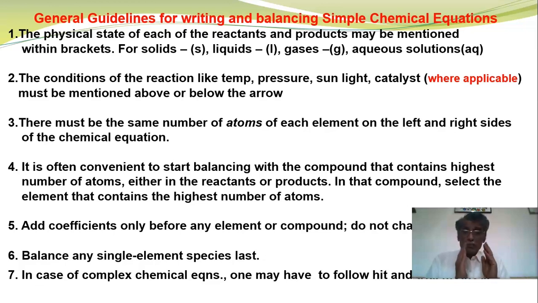Guideline 3: there must be the same number of atoms of each element on the left side and right side of the chemical reaction. Guideline 4, very important: it is often convenient to start balancing with the compound that contains the highest number of atoms, either in the reactants or in the products. Again, in that compound, select the element that contains the highest number of atoms. Please remember this guideline 4 always.